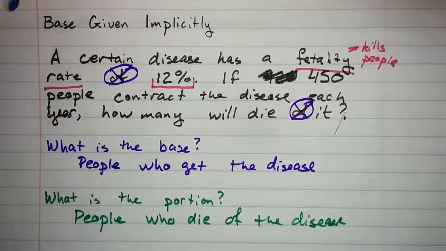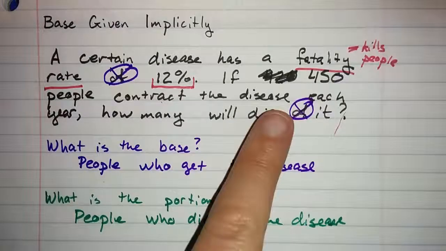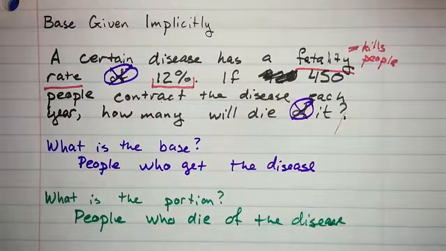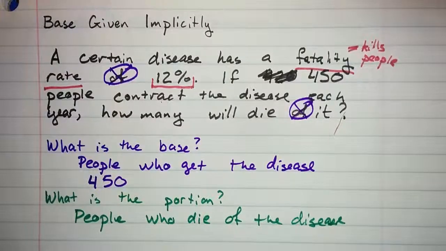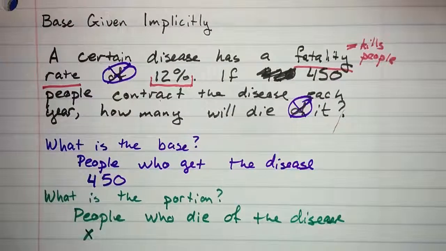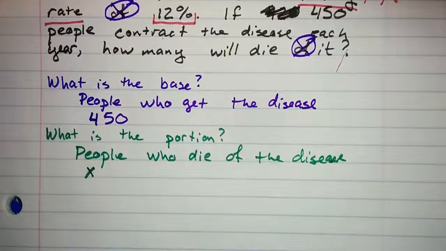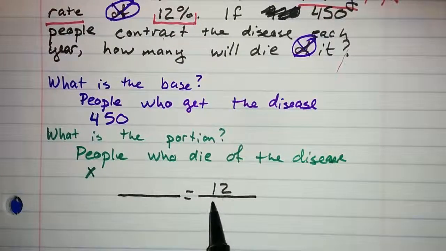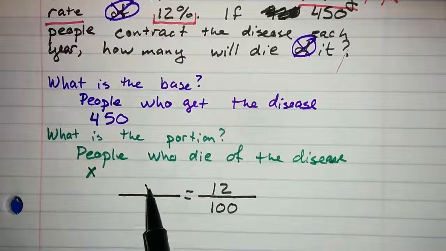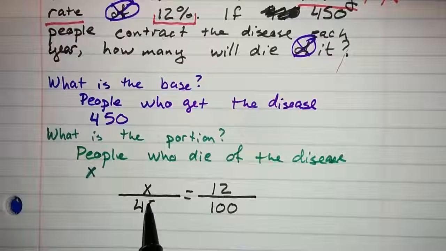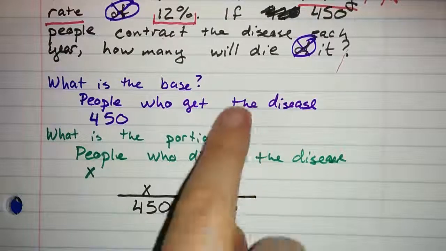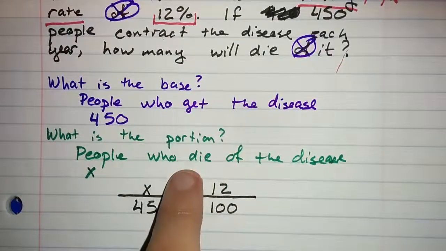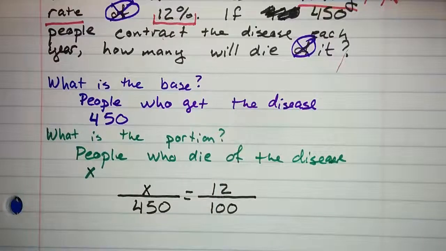Okay, now we're ready to put numbers to these things. How many people do get the disease each year? 450. And how many die of it? Well, that's what we want to know. That's X. So we set up a proportion. 12%, that's 12 out of every 100. We don't know the portion, and the base is 450. Right, now we're ready to solve. Again, it was figuring out these things that was the hard part.